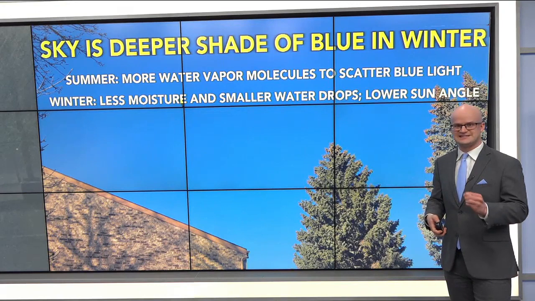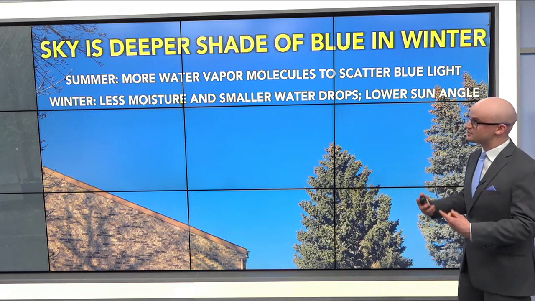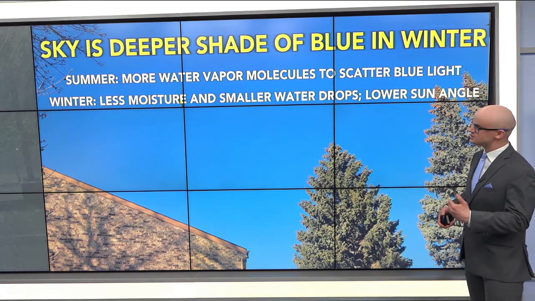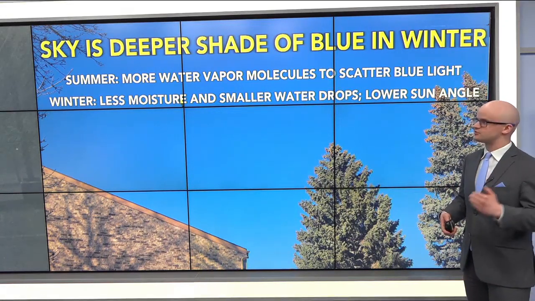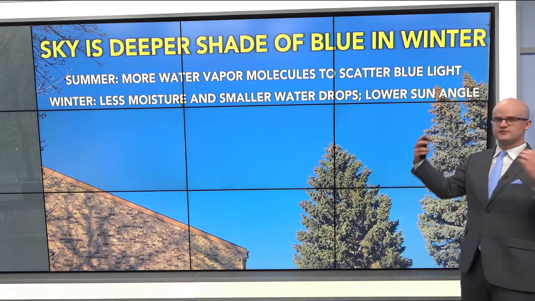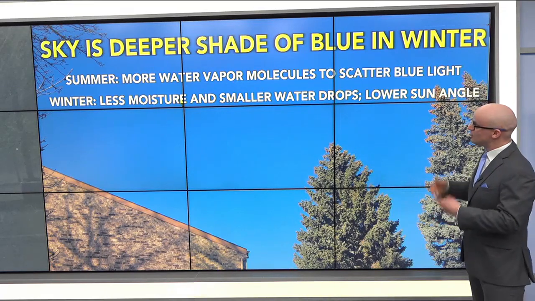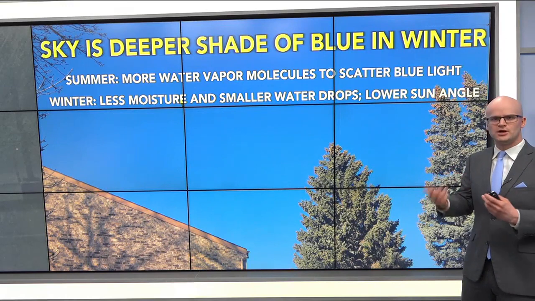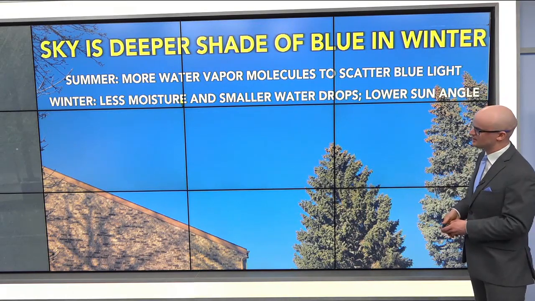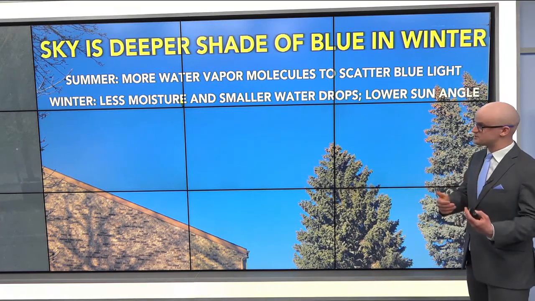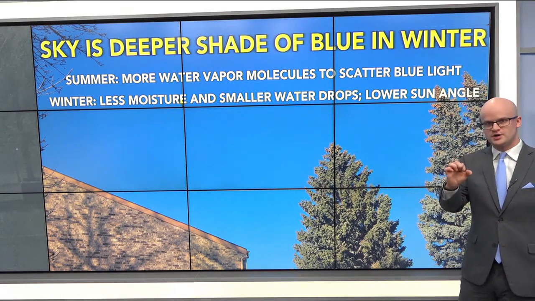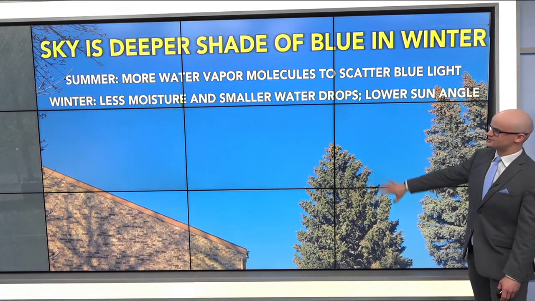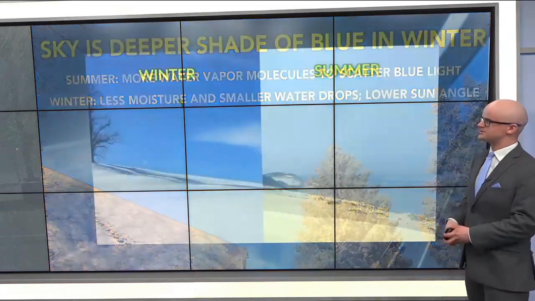Again, increased static electricity. Looking outside, though, the sky is usually a deeper shade of blue in the wintertime versus the summer because of that dry air. In the summer, with more water vapor molecules in the atmosphere, those scatter the blue light out, and you can kind of see that hazier or milkier white appearance to the sky a lot of times. Versus in the winter, with less moisture, smaller water droplets in the atmosphere, and a lower sun angle, that all contributes to this really rich blue appearance to the sky a lot of times.